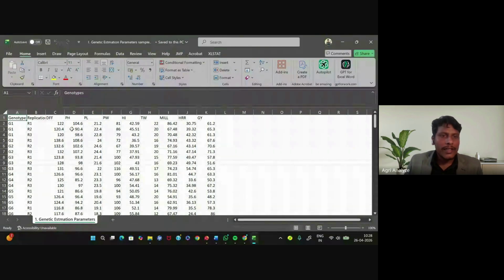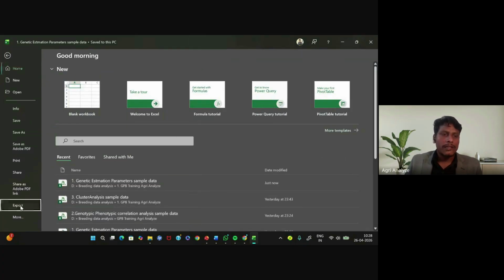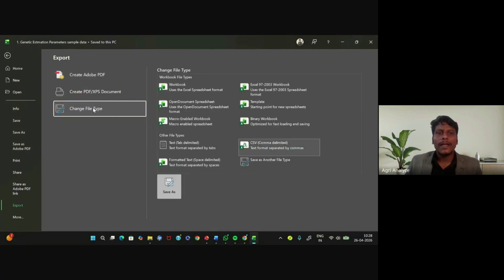So this data is entered in an Excel sheet. The Agri Analyze application accepts only CSV format. Suppose you enter the data in an Excel sheet, so how do you change the format? Firstly, go to the File section, then go to Export, and here change the file type. Then choose CSV format and save it. If you do not have CSV format, then Agri Analyze does not accept it.